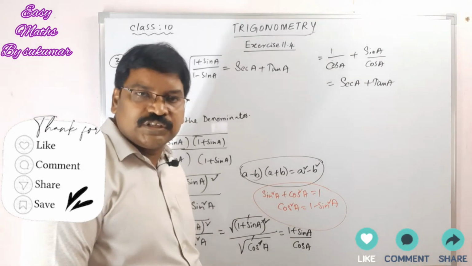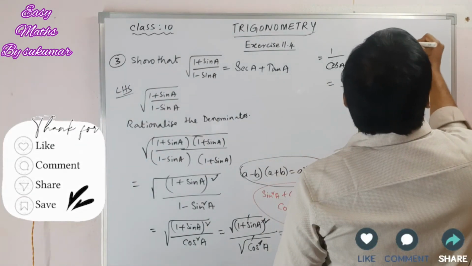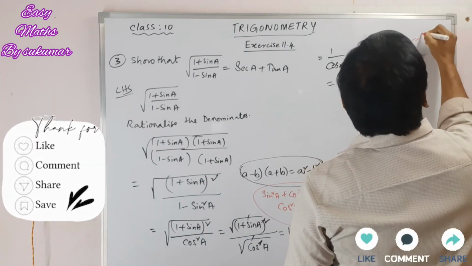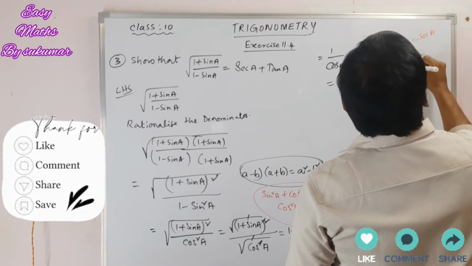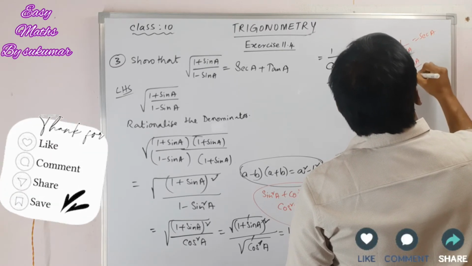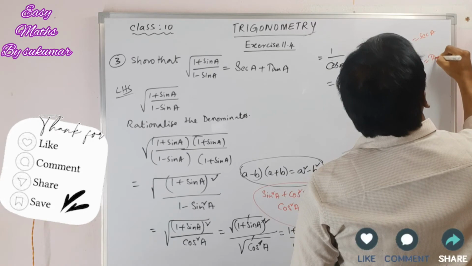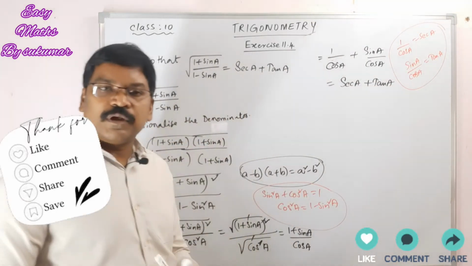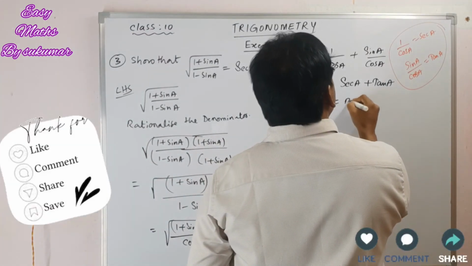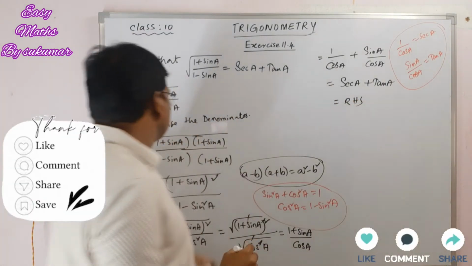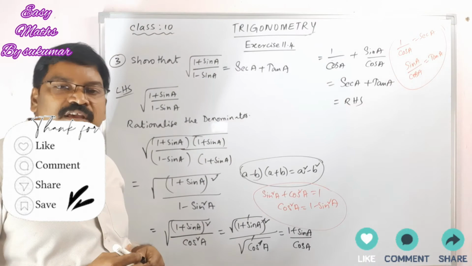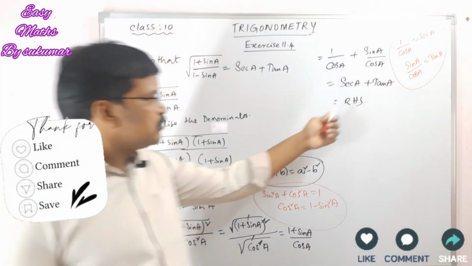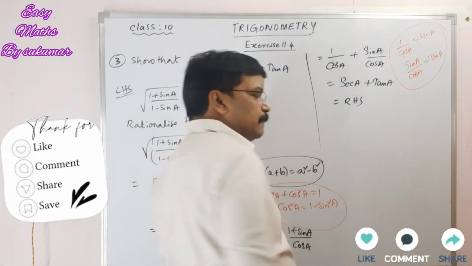Okay, let me write the reason here. So 1 by cos A is what? Secant A, and sin A by cos A is equal to tan A. Okay, my dear students. Now it is equal to the RHS, the right hand side. That is, root of 1 plus sin A by 1 minus sin A is equal to secant A plus tan A.